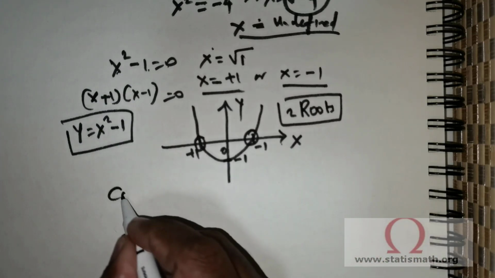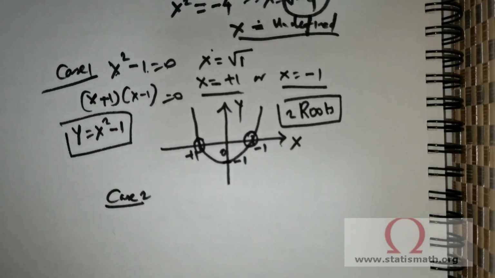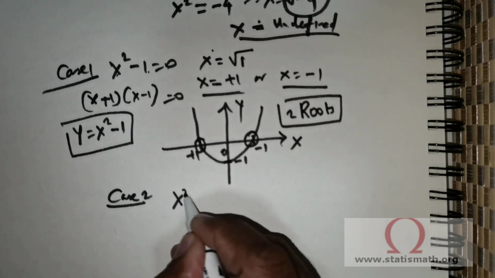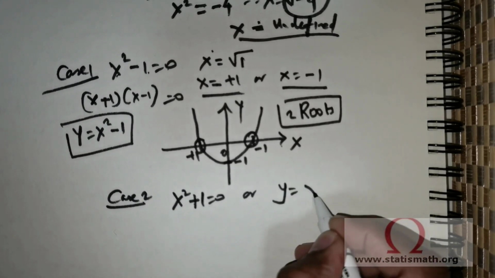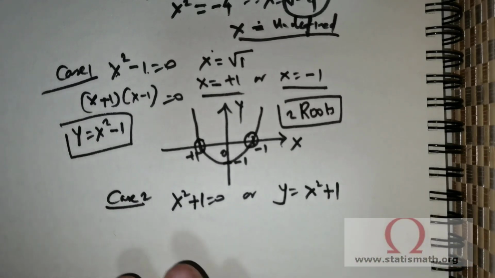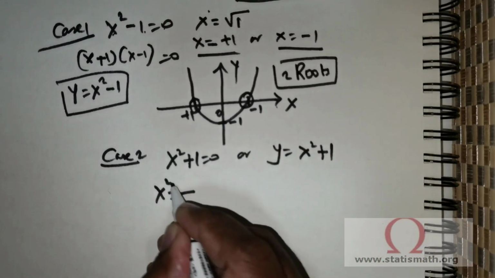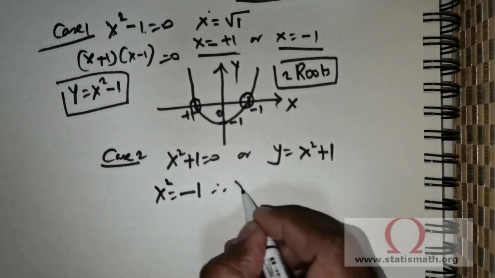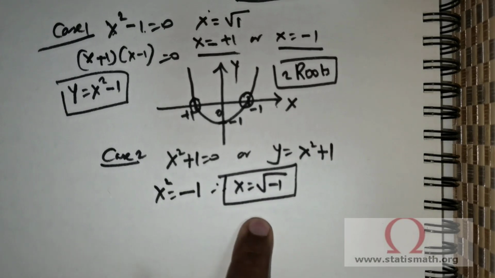Now, this is case 2. Imagine the previous one is case 1. Take the case where you have x squared positive 1 is equal to 0, or you are given y is equal to x squared positive 1. In this case, x squared is equal to negative 1. So, therefore, x is equal to root of negative 1. So you are getting something like this.